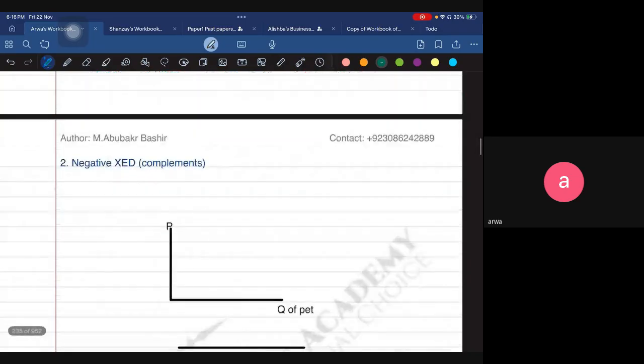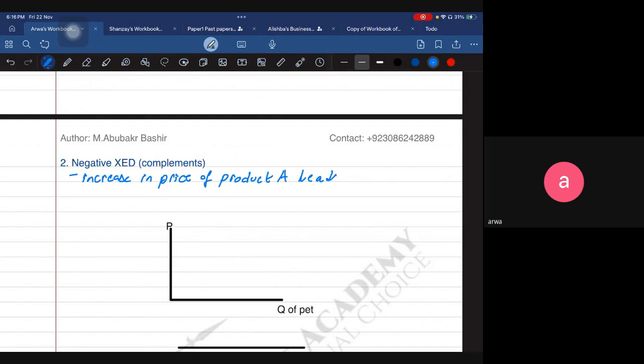So moving forward to the negative XED, which is the complements. Here, an increase in price of product A will result in a decrease in quantity demanded of product B, a decrease in demand for product B. So the price of A is increasing, but the quantity demanded of B is decreasing.